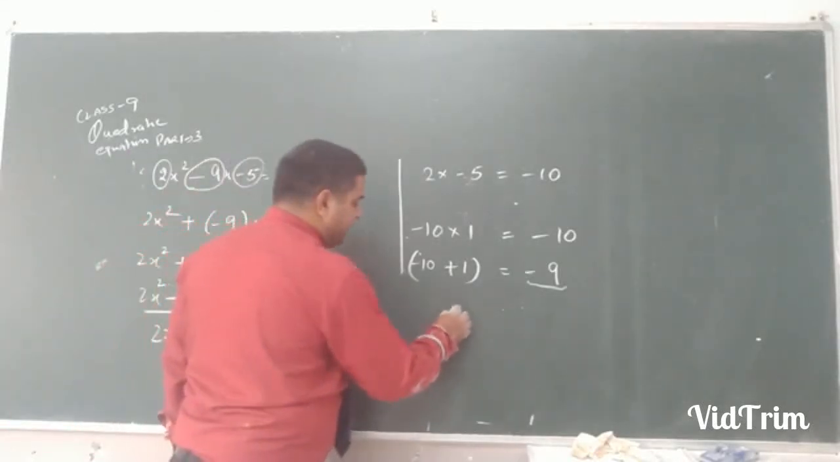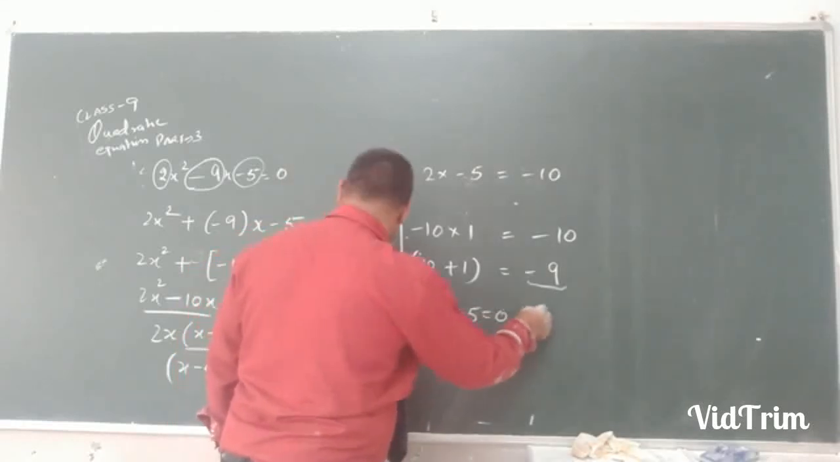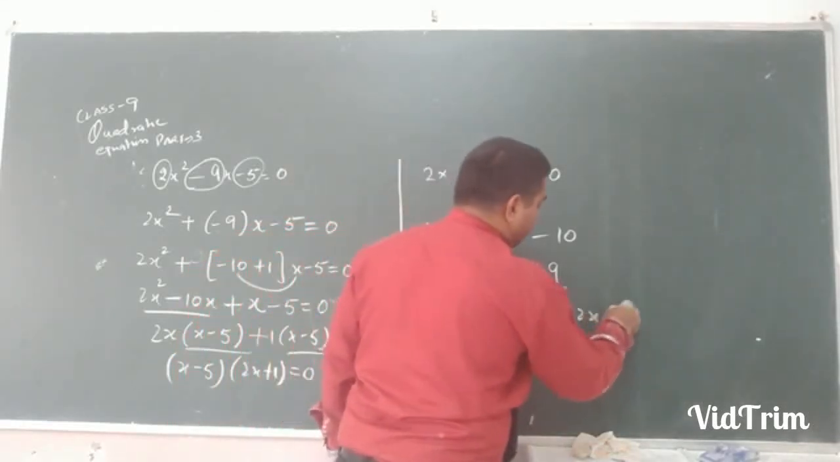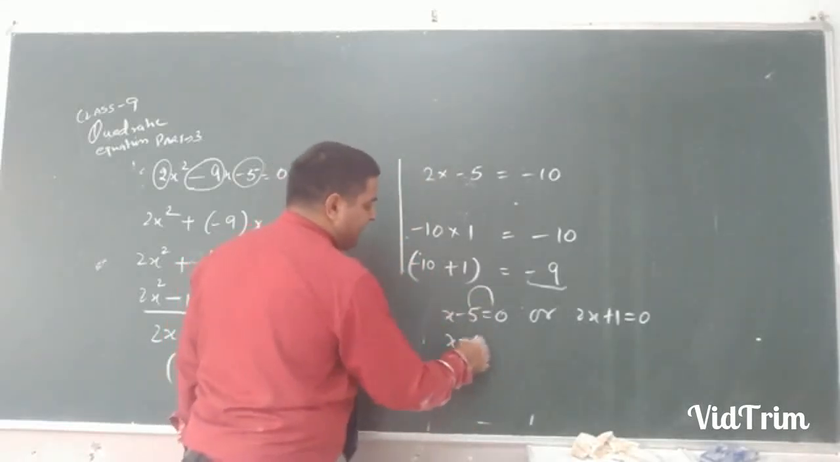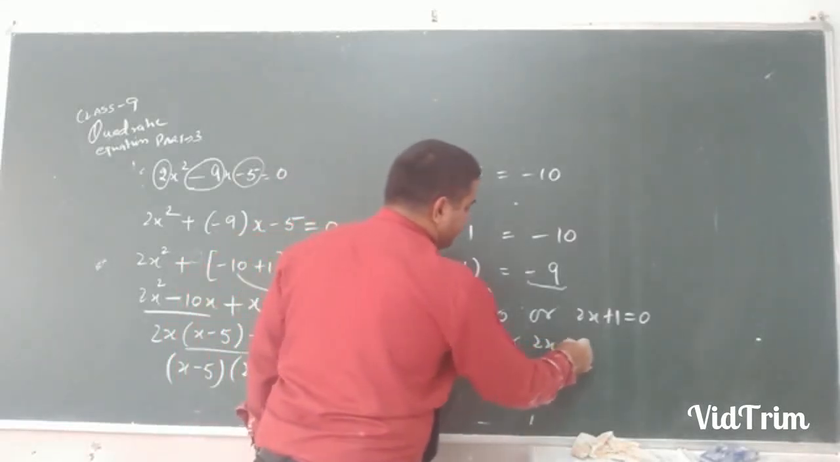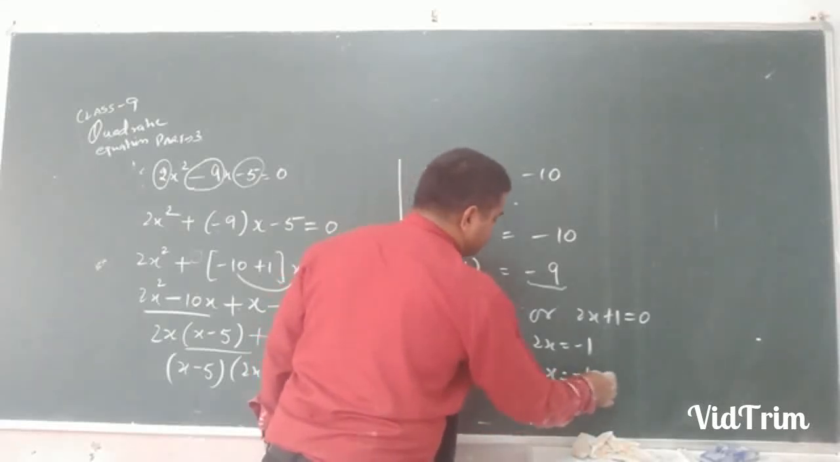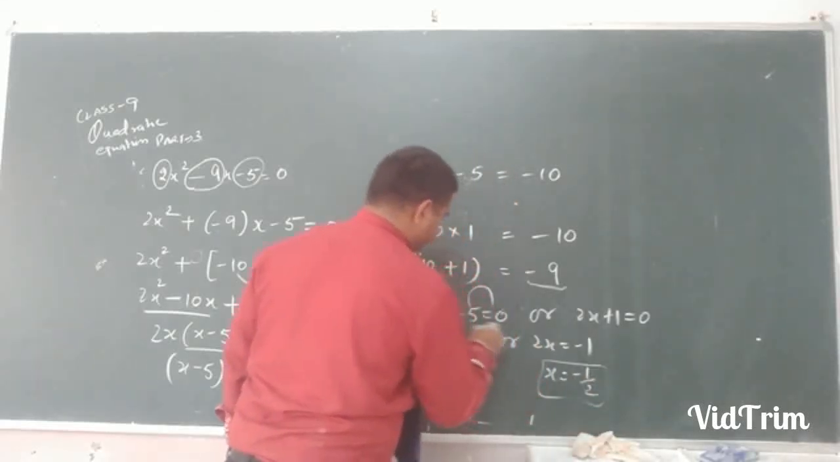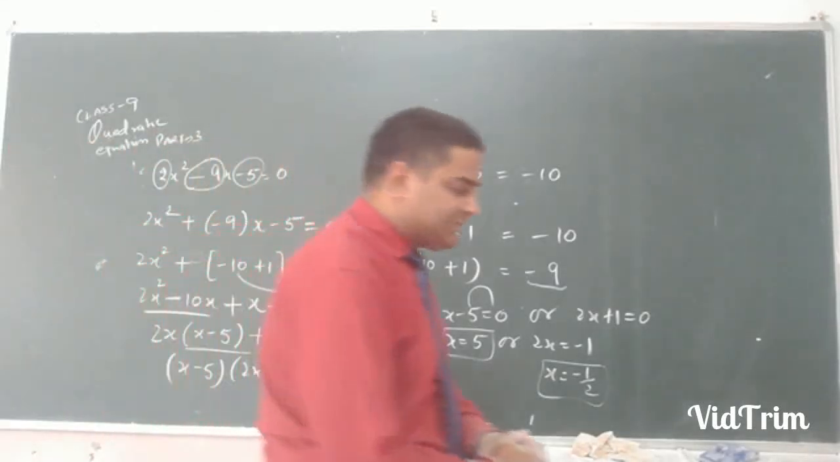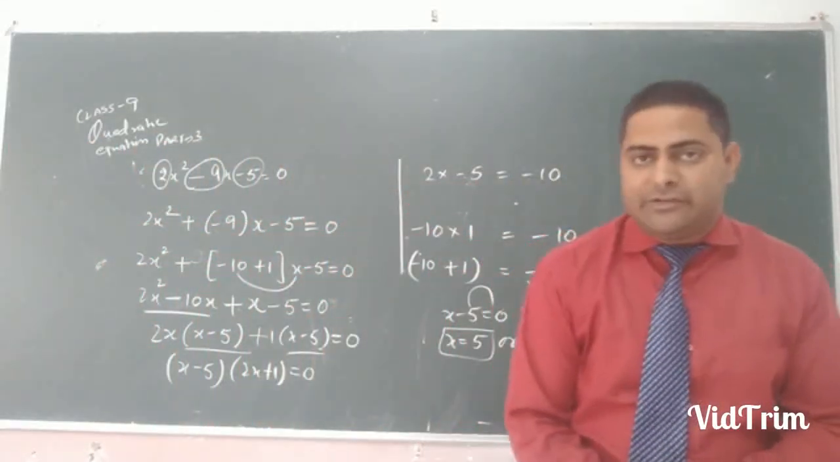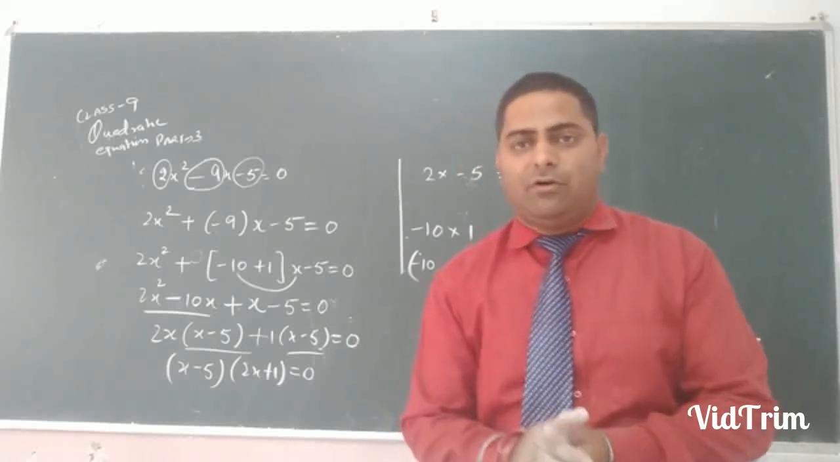So either x minus 5 equal to 0 or 2x plus 1 equals to 0. So we get x equal to 5 or 2x equal to minus 1, so x is minus 1 by 2. With this we have done the chapter Quadratic Equation for class 9 ICSE board.